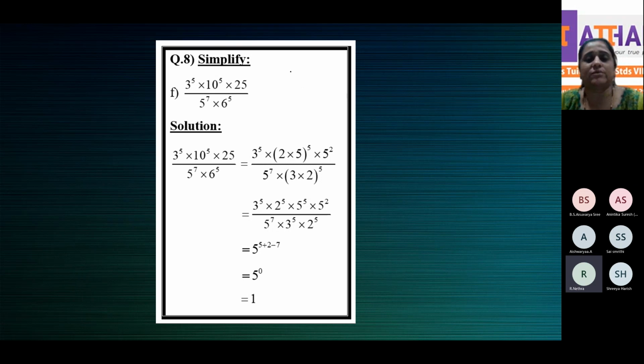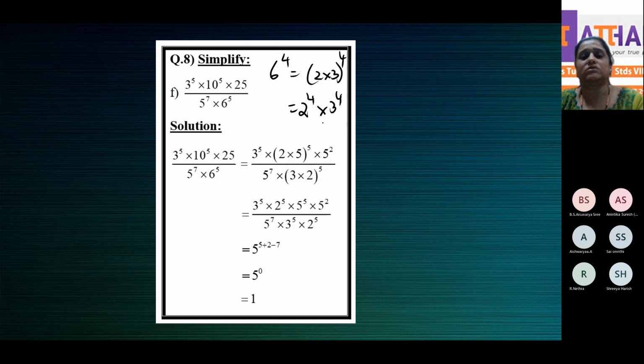Supposing we have 6 to the power 4. 6 can be written as 2 into 3. So 2 into 3, the whole power 4. Now this is nothing but 2 to the power 4 into 3 to the power 4. So 2 to the power 4 is 16, 3 power 4, 3 into 3 into 3 into 3 is 81, and whatever is the product.